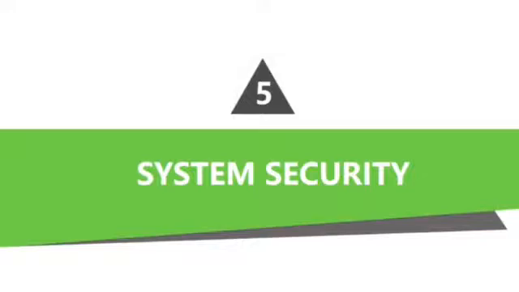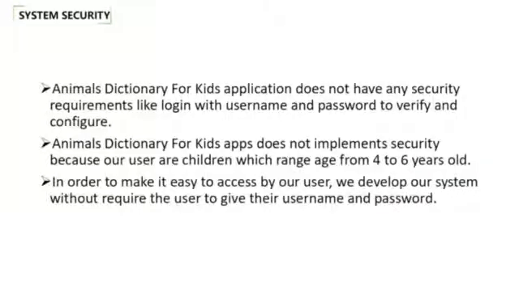Security requirement. The Animals Dictionary for Kids application does not have any security requirements like login with username and password to verify and configure. The application does not implement security because our users are children with an age range from 4 to 6 years old.